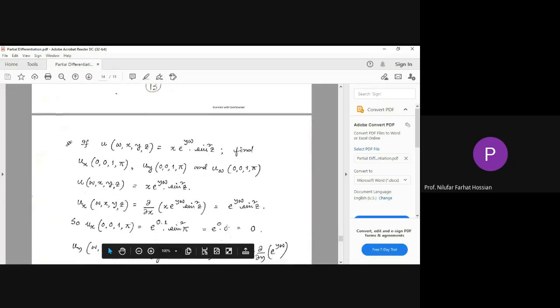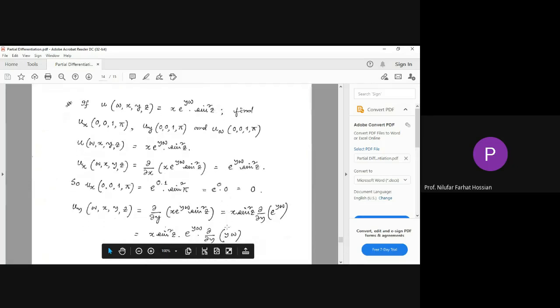Okay. There is another problem. Here, how many variables are there? There are 4 variables. You see, u is a function of w, x, y, and z. This is a function x into e to the power y w into sine square z. So you see x, y, w, z. All the 4 variables are present here.